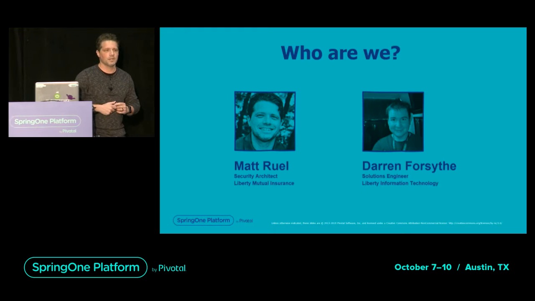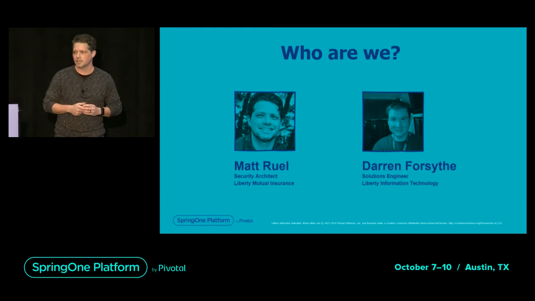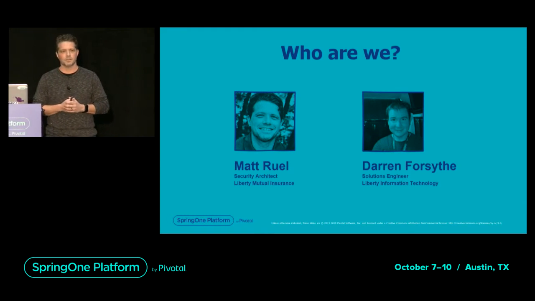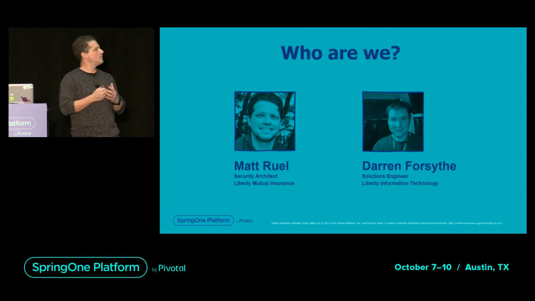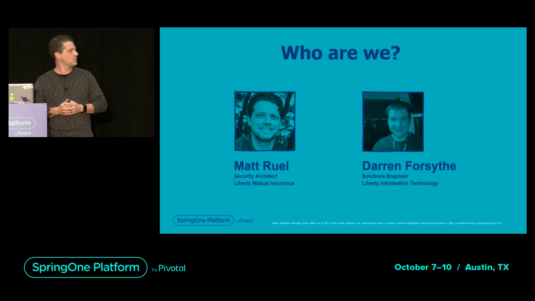So first off, who are we? My name is Matt Rule, and I work for Liberty Mutual on our Secure DevOps Platforms team. So I focus mainly on enablement, right? Platform enablement and putting the processes in place to help developers like Darren deliver applications to production. So my focus tends to be around developer experience and making life easier for developers.